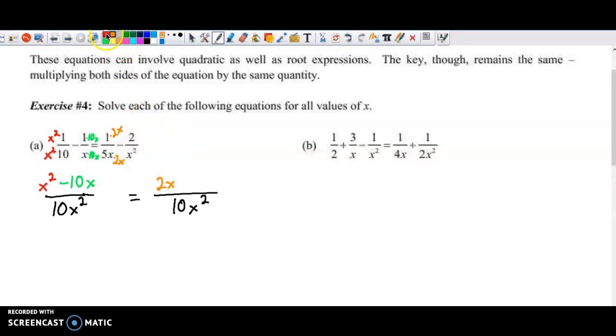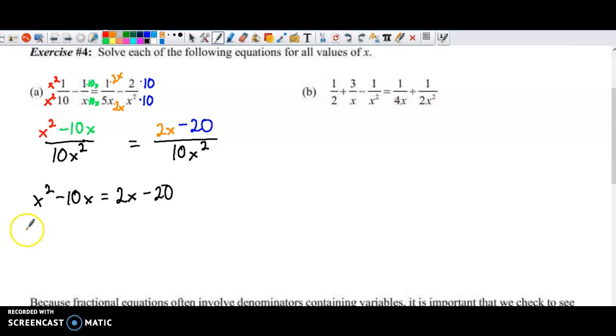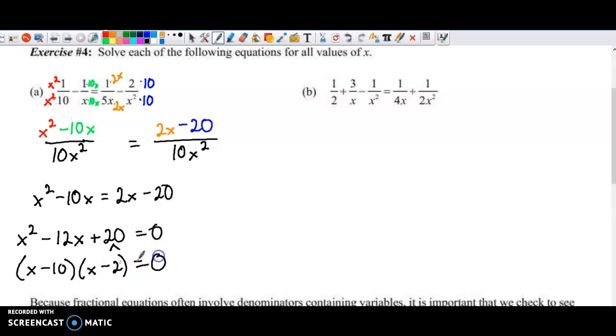And then the last one, kind of running out of colors here, I need to multiply by 10, so I need to multiply the top by 10 to get to 10x squared. And again, if the denominators are the same, the numerators must be equal. And at this point, I would start subtracting terms over, because it is a quadratic. Negative 10x minus 2x is negative 12x. Add the 20 to the left side, and factors of 20 that add to be negative 12 are negative 10 and negative 2. But remember, your solutions have to be the opposite.